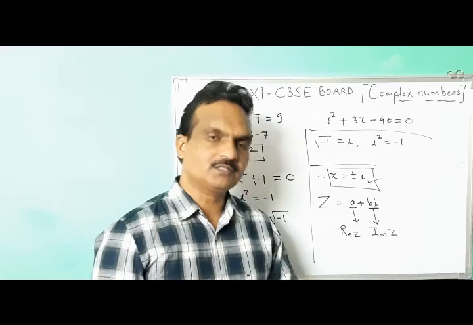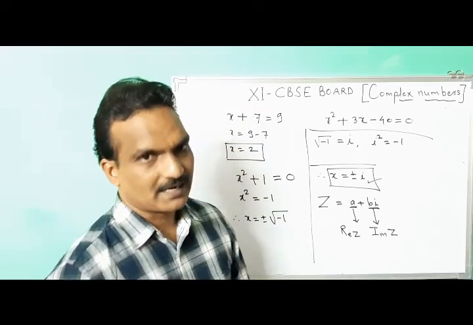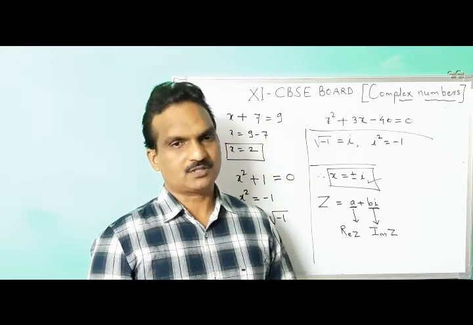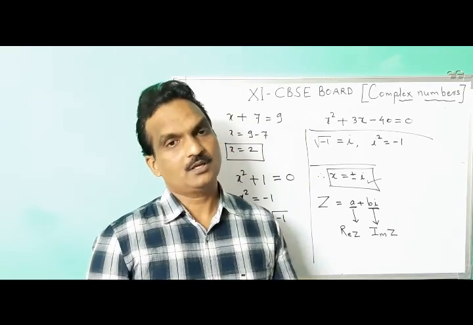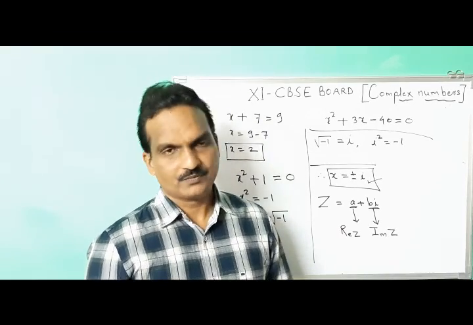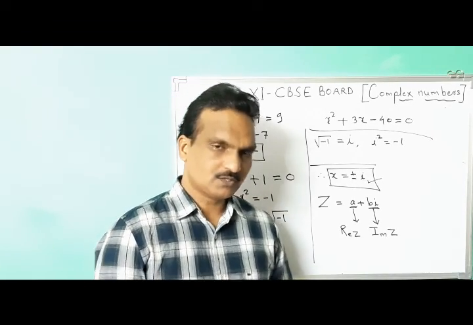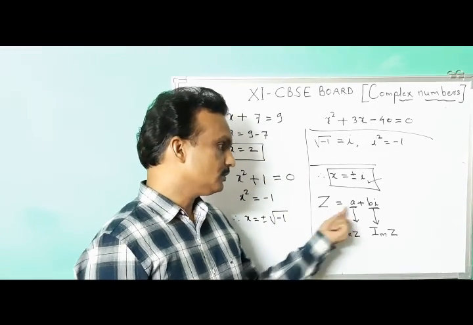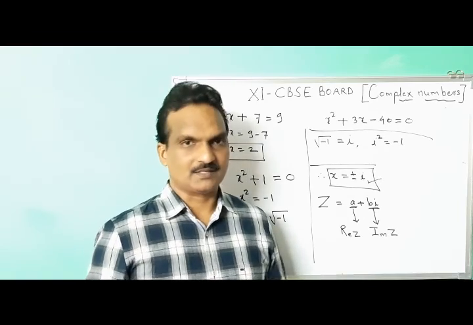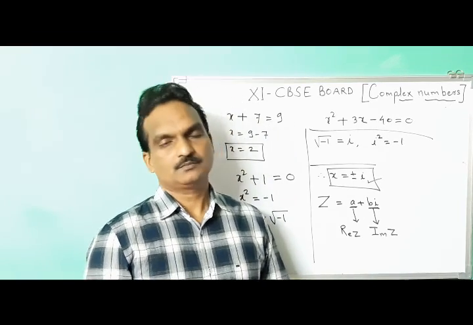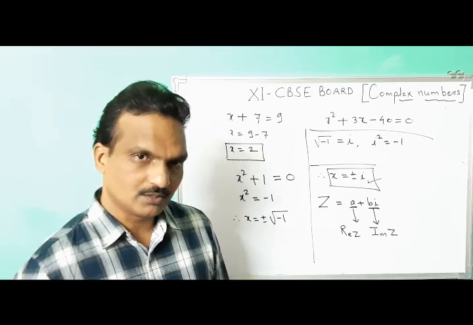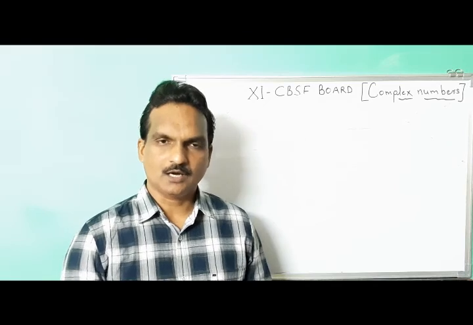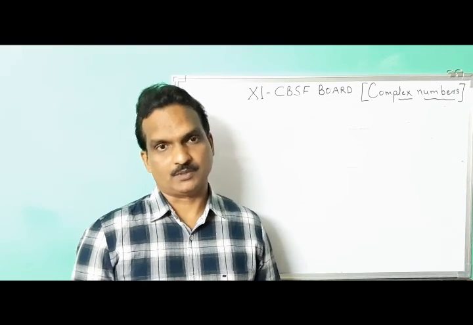As in our number system, we can add two numbers, we can subtract two numbers. If you add two real numbers, you are going to get a real number. If you subtract two real numbers, you are going to get a real number. Or multiply, divide. In the same way, in complex numbers also, if we add two complex numbers, the answer is a complex number. If you subtract two complex numbers, your answer is a complex number. We can illustrate it by giving some example.